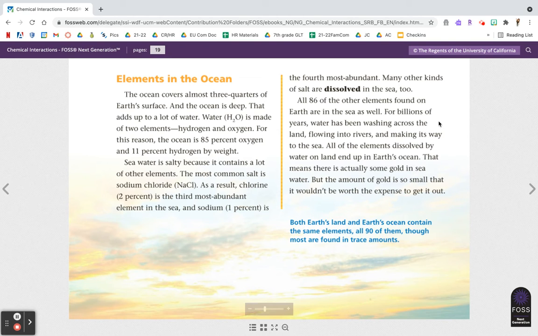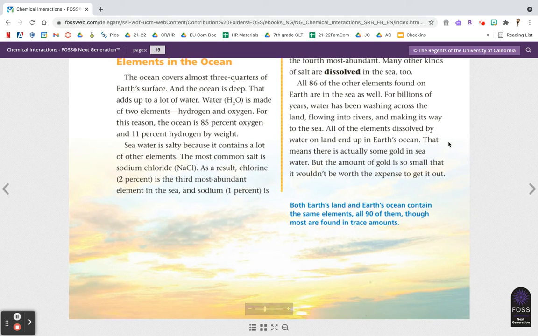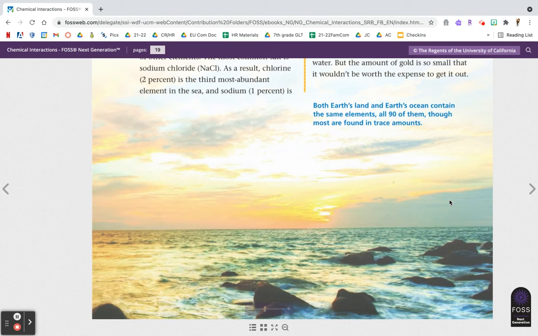For billions of years, water has been washing across the land, flowing into rivers, and making its way to the sea. All of the elements dissolved by water on land end up in Earth's ocean. That means there is actually some gold in seawater, but the amount of gold is so small that it wouldn't be worth the expense to get it out.